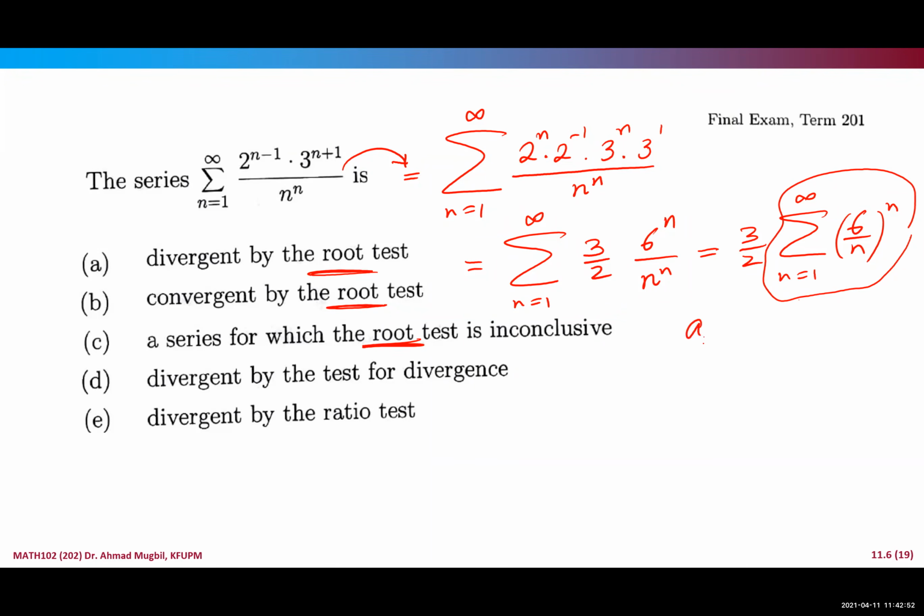Here you will think about a_n, which is 6 over n. You will take the absolute value, which is the same. Then you will take the nth root, which will be this to the power 1 over n. Then you will take the limit when n goes to infinity for this one. What you will have? This will give you, of course, the limit. Let me check, ya shabab.